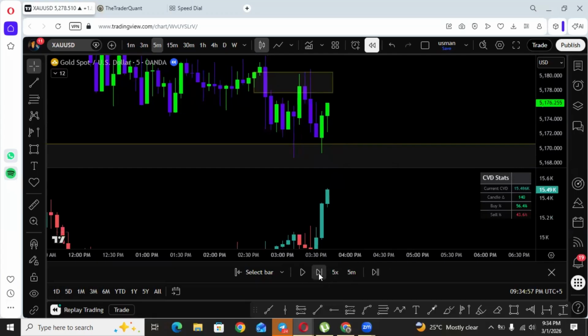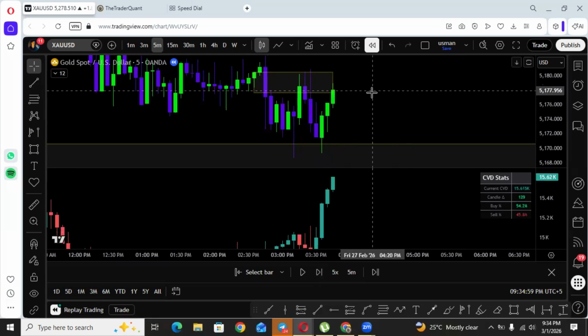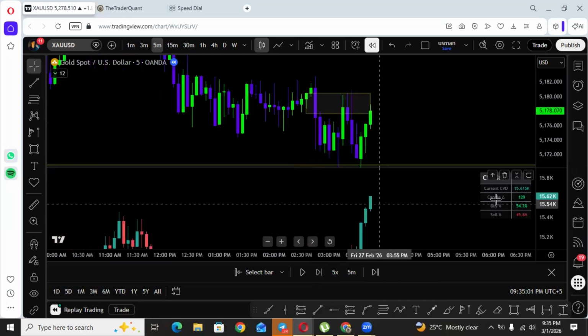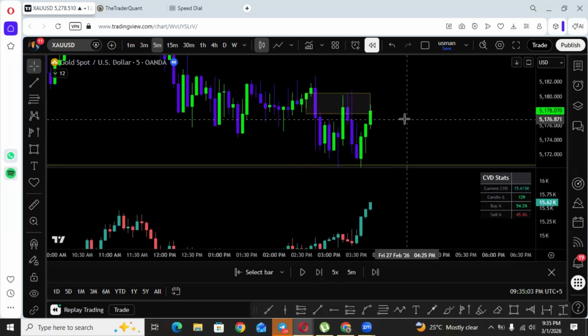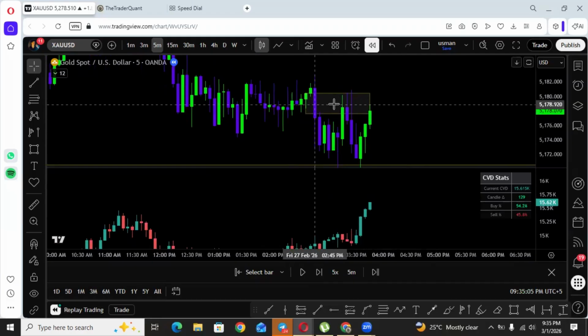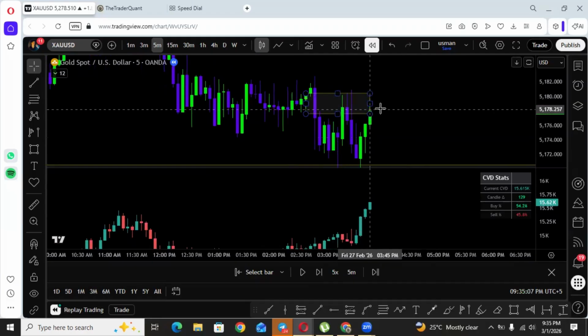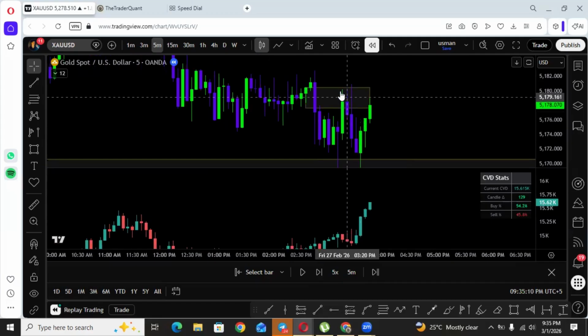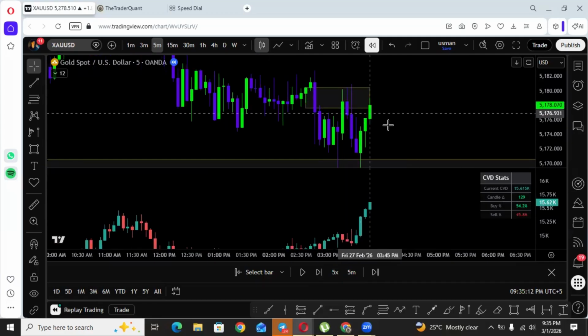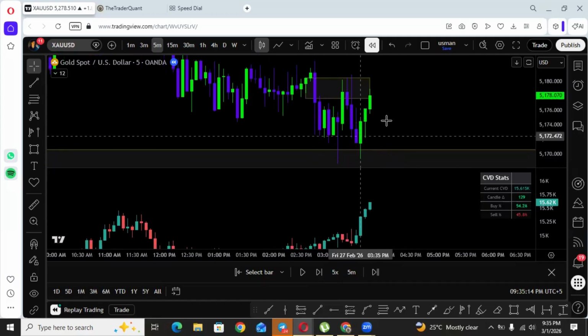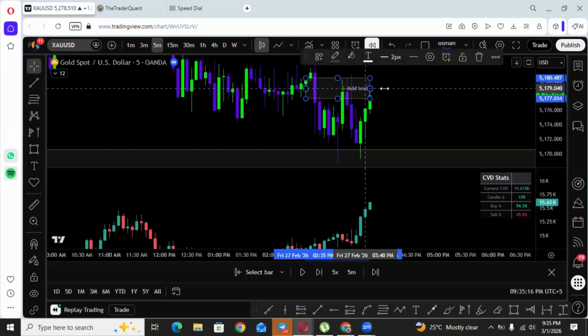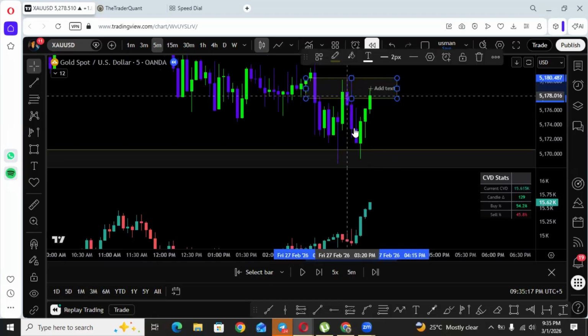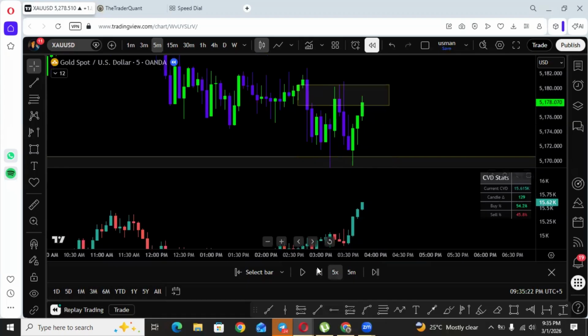So let's play it. Price will go down and visit the imbalance, fair value gap. Yes, look here. They are again reaching the fair value gap. If some traders had entered in the sell direction at this point, or if some traders missed this move, they will enter now at this point, when price reaches this fair value gap.